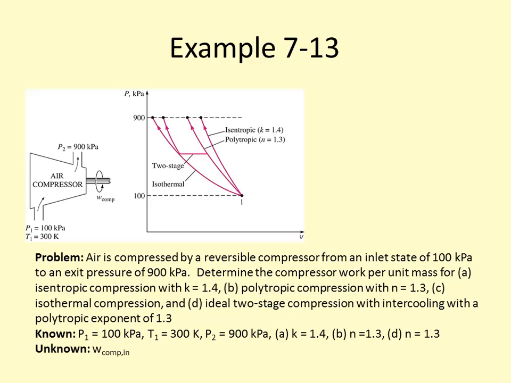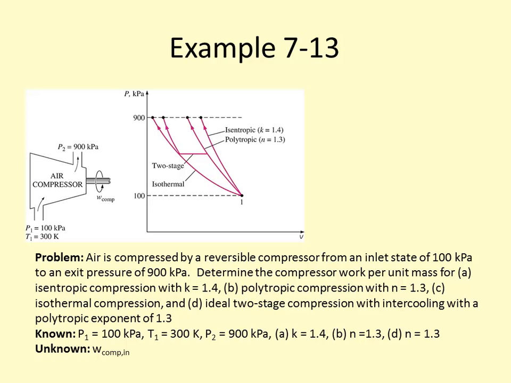So this should be pretty helpful to you. Okay, so in the first case, we just simply use the work of the compressor is equal to kRT1 over k minus 1 times the ratio of P2 over P1 to the (k minus 1) over k, minus 1 quantity.